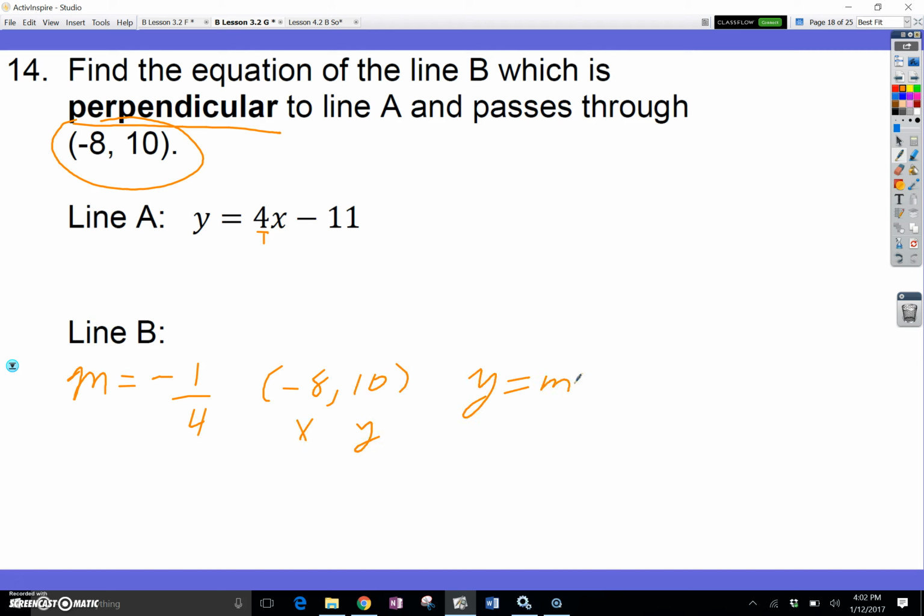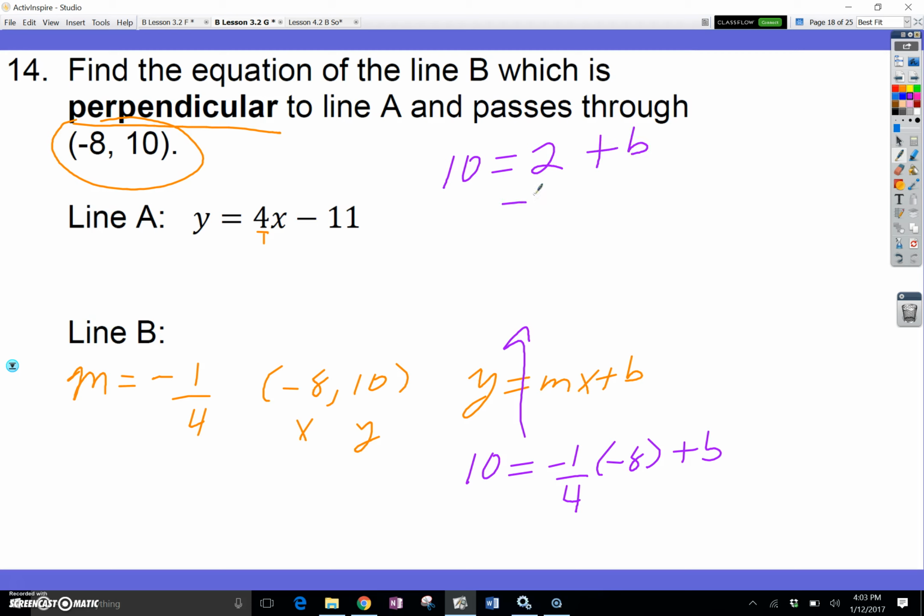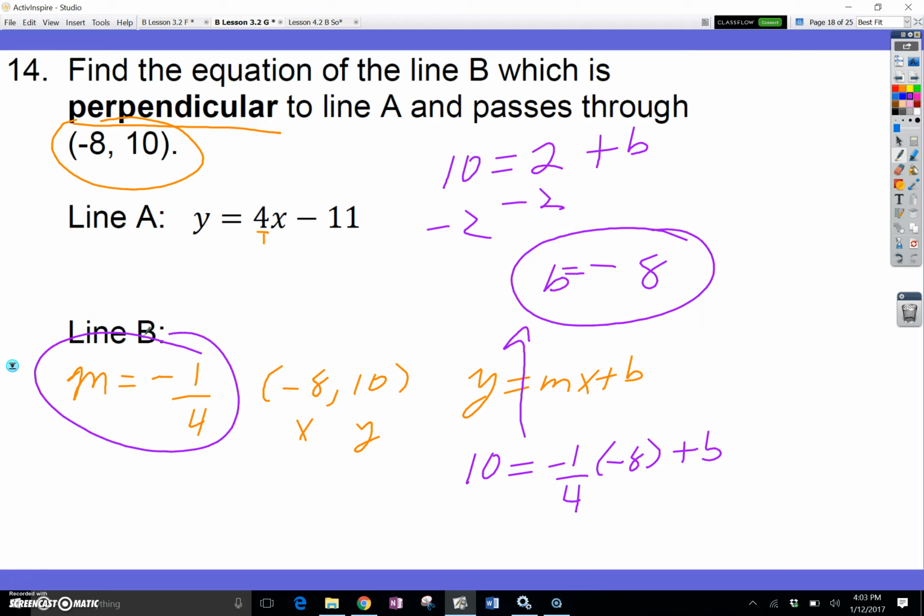I now plug that information to y equals mx plus b. So that would look like 10 is equal to negative 1/4 times negative 8 plus b. So negative 1/4 of negative 8, I'm going to reduce that, and that is going to become positive 2. To have more room, I'm going to write it up here. So I'm going to have 10 is equal to 2 plus b. I'm going to minus 2 on both sides to get b equals 8. So now that I have my b value, and I have my m value, I can rewrite this now as y equals negative 1/4 x minus 8. This is the equation of the line.